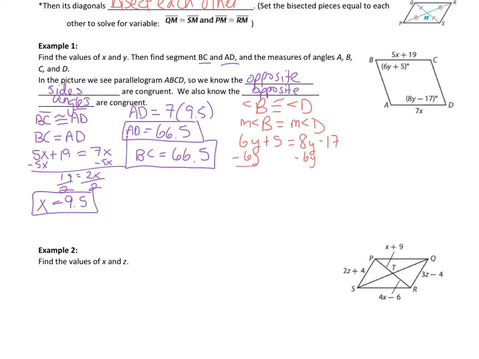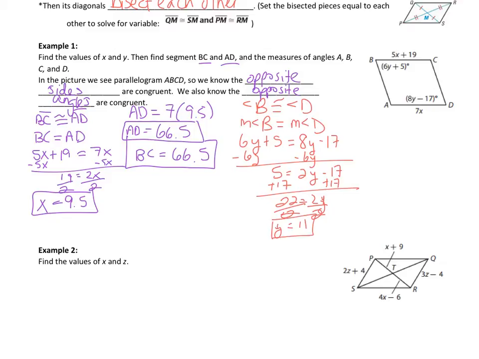If we subtract 6y from both sides, we get 5 equals 2y minus 17. I can add 17 then to both sides, so I get 22 equals 2y. When I divide both sides by 2, y equals 11.